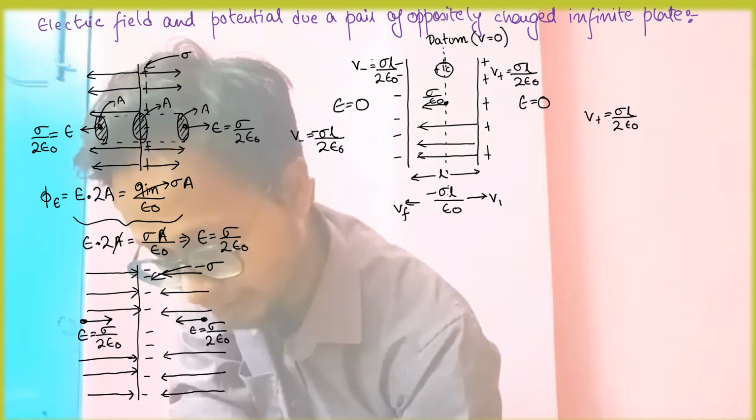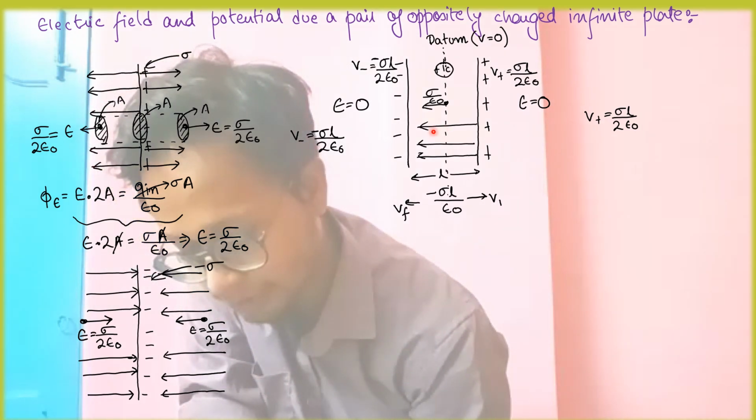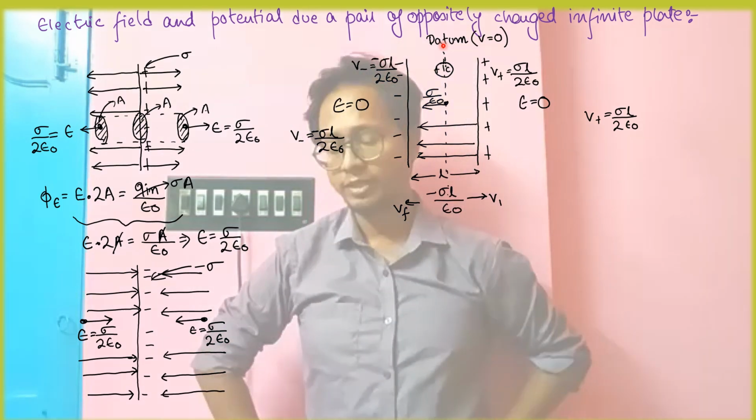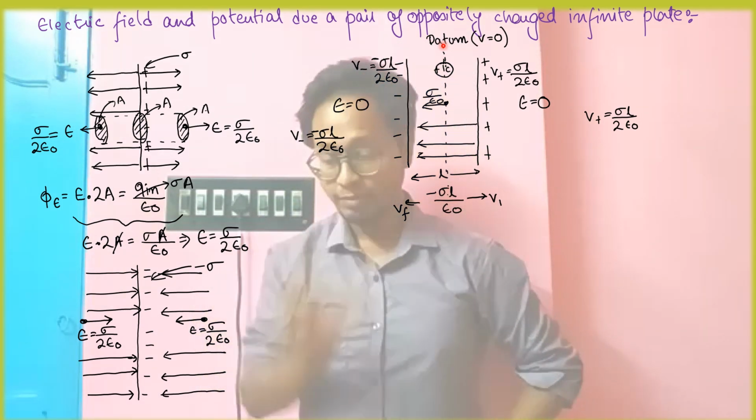Minus here, minus here. Why minus? Because here the electrostatic force is doing positive work, and the change in potential is the negative of that. So you got that much. Okay, so this much is understood.